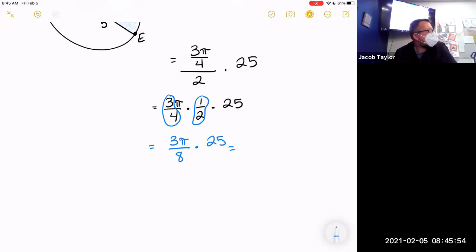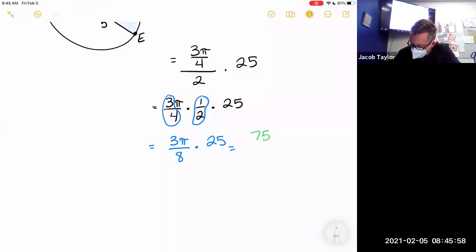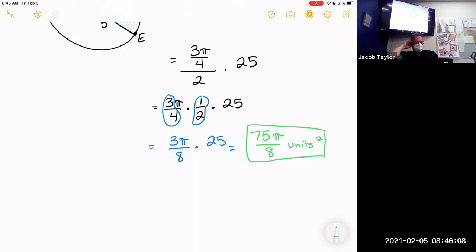75 eighths. Yeah, 3 times 25 is 75. So we could just say 75 pi over 8 square units. If I wanted the exact answer, which I don't, but if I wanted the exact answer, I would type into my calculator 75 divided by 8 times pi, or 75 times pi divided by 8.